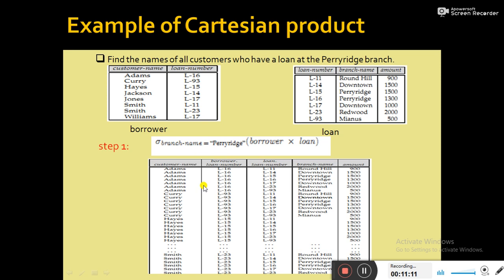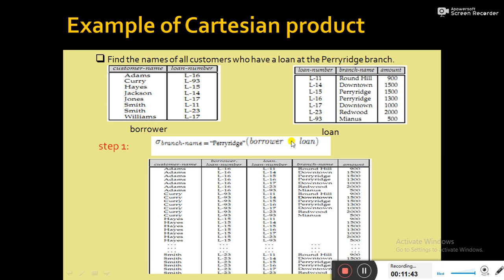So the schema will be like this. It has customer name, which is from borrower, then loan number from borrower, and then from the loan relation it takes loan number. As the loan number is present in both relations, we have to use the naming convention. Borrower.loan-number signifies that the attribute is from borrower, and loan.loan-number means that the attribute is from loan, and then branch name from loan, and the amount attribute from loan. So this is the schema of the borrower cross loan operation.